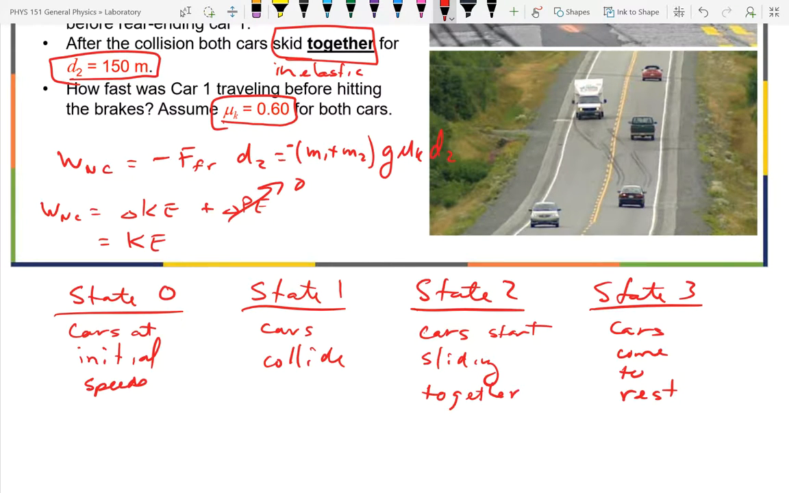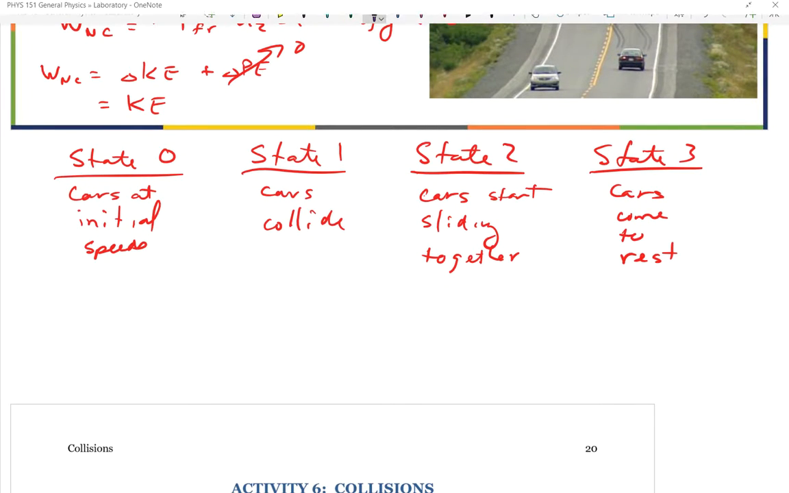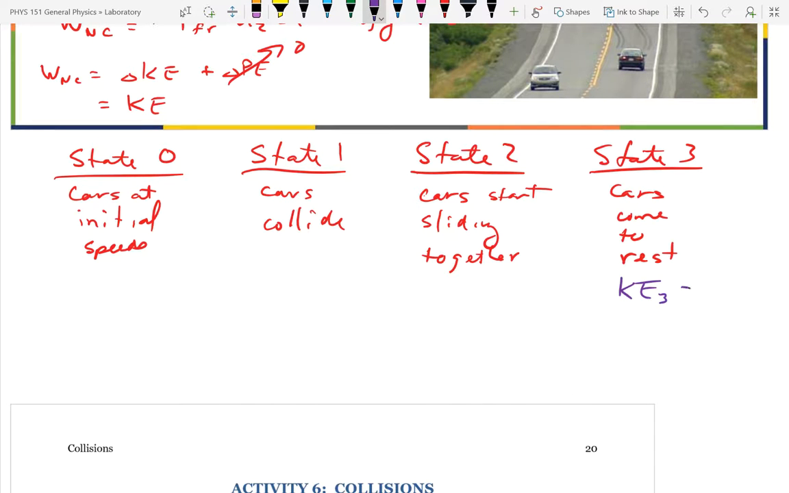So at state 3, what was the kinetic energy? 0, because they're at rest. Kinetic energy is the energy in motion, 1/2 mass times speed squared. So in state 3, I had kinetic energy 3 equals 0, and we're not even worried about the potential energy because it's all staying horizontal. In state 2, the cars were moving at the same speed, so it's going to be 1/2 mass 1 plus mass 2, speed 2 squared.